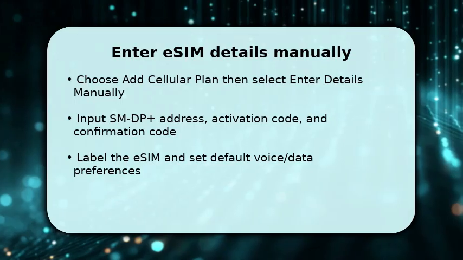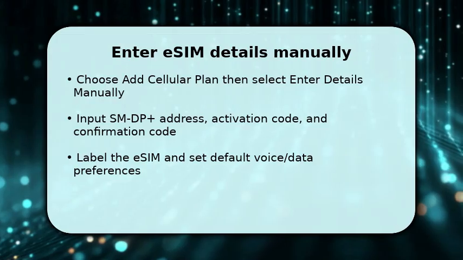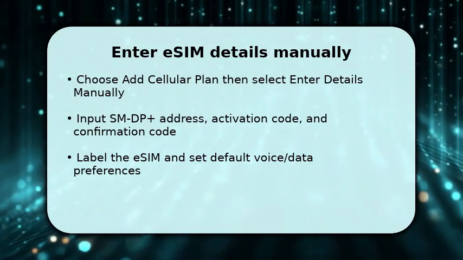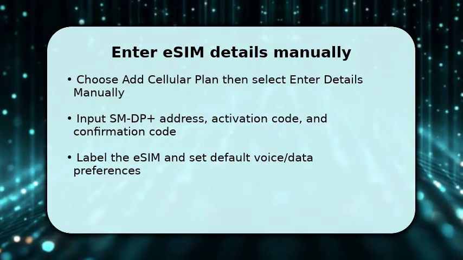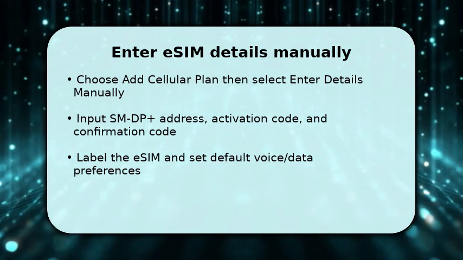Enter any confirmation or PIN when prompted and confirm the download. This step downloads the carrier profile securely. After installation, label the eSIM, Work or Personal, and choose which line handles cellular data and voice so calls and apps use the intended plan.